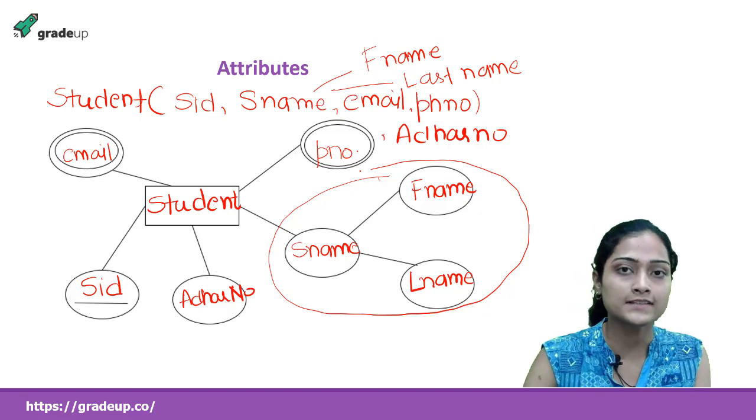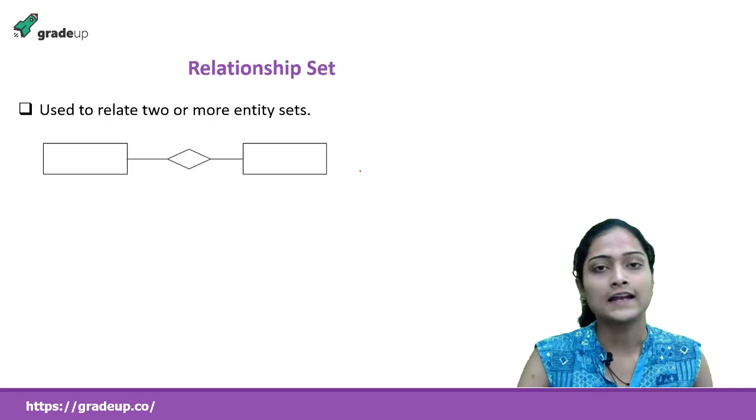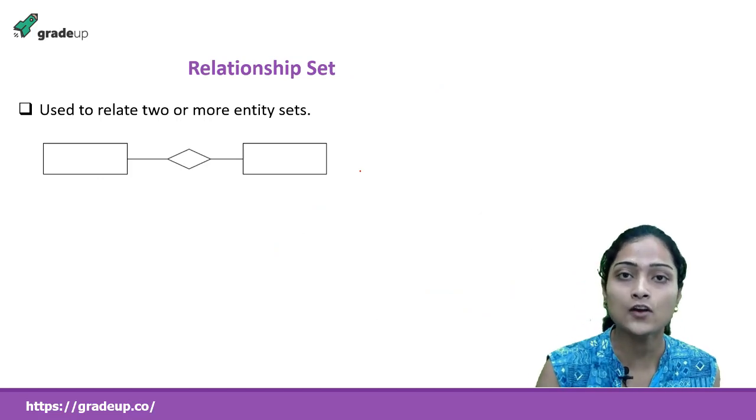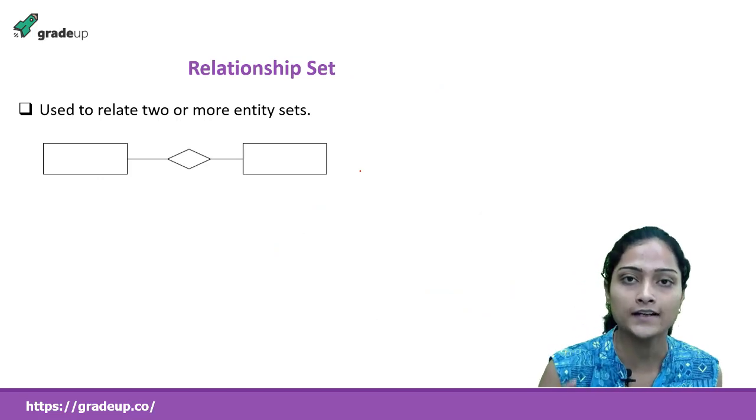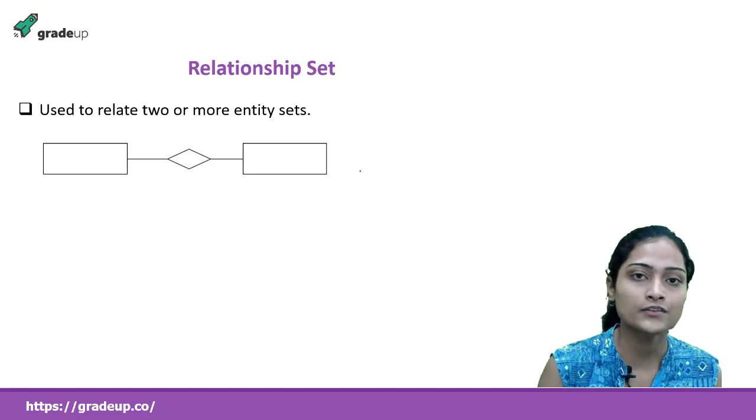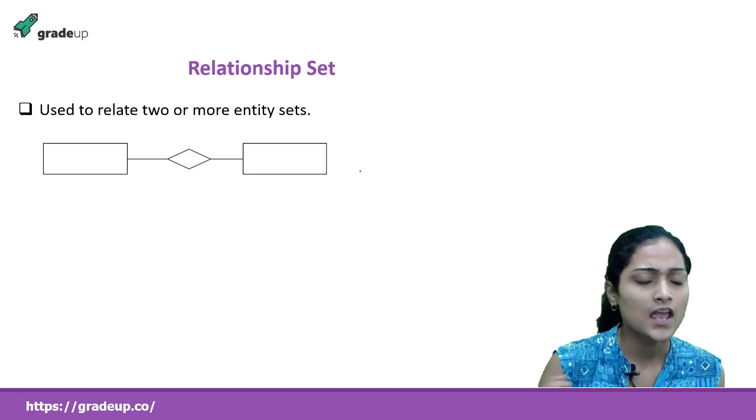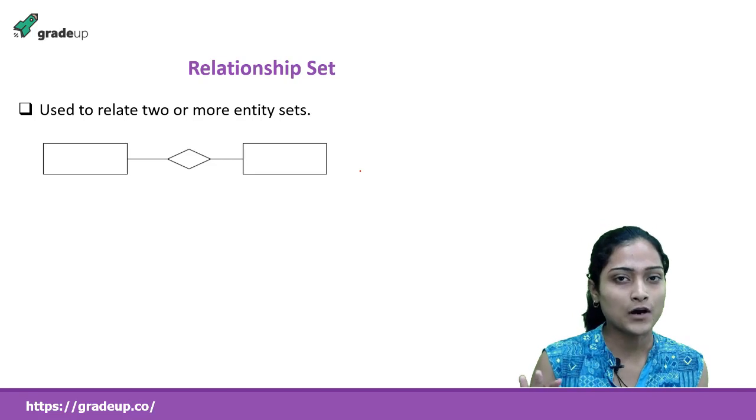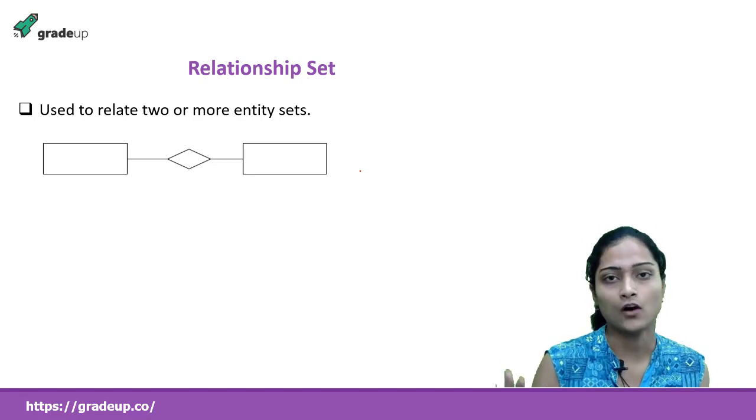Let us move towards the next topic. We have studied that we have three components. The three main components of the entity relationship model are attributes, entity set, and relationship set. Till now we have discussed attributes and entity sets. Now we are going to discuss relationship set. We have not studied relationship set up till now.